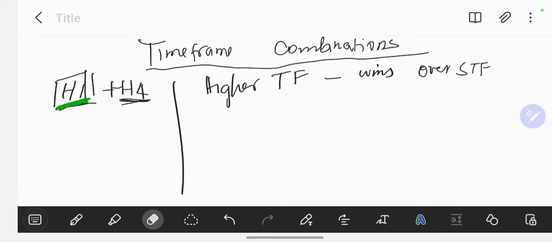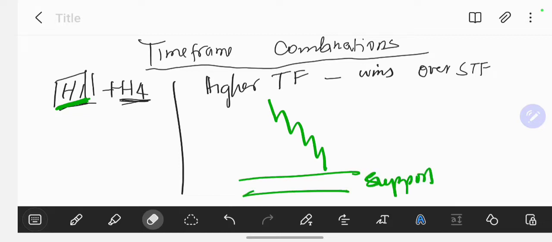if I'm seeing a bullish, let's say H1 looks like this, for instance, and then it hits my support, and then it gives me a pin bar, which is saying I can buy, right? But then on H4, you find that H4 is doing what?